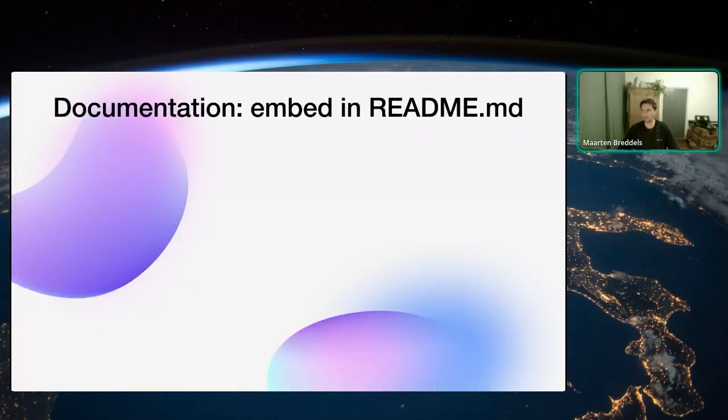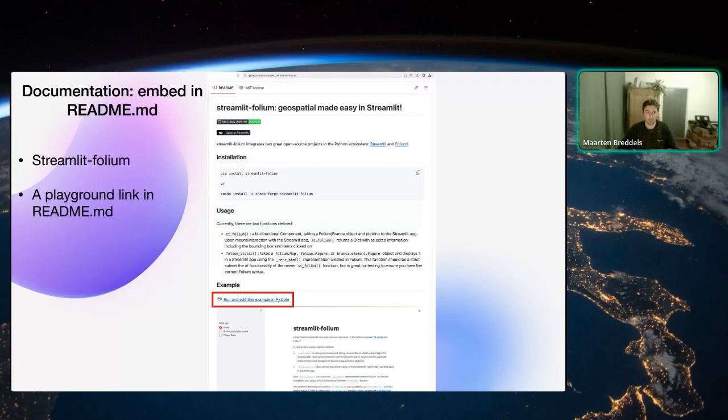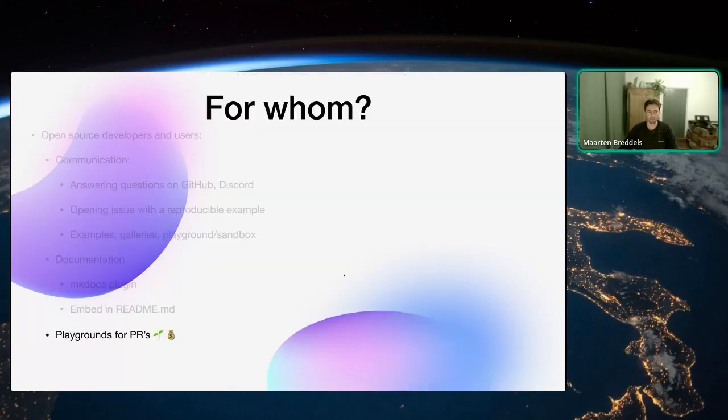There's also a much simpler way of doing this. You can embed it in your readme.md. So in this case, we have Streamlit-Folium, a Streamlit library that now has in the readme.md this link, run and edit this example in PyCafe. And if you click it, you basically get this example and you can edit it and play with it. And we see that it's really popular. Like people click this a lot. So it's a really low friction way for open source projects to engage people in trying out their library.